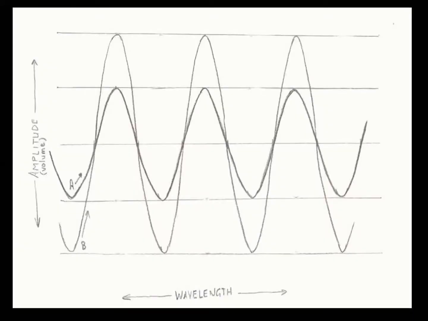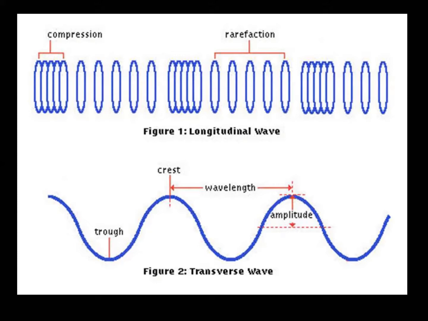They can be converted to transverse waves, where the peaks, the crests, are the compressions, and the troughs are the rarefactions. Here are two transverse waves, identical frequency, but wave B is a greater amplitude.